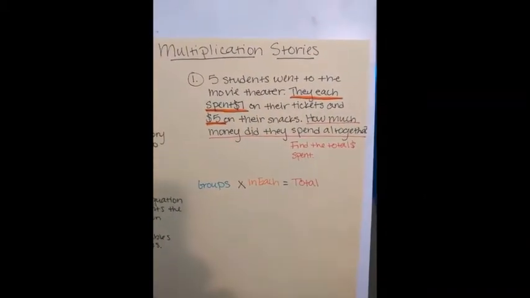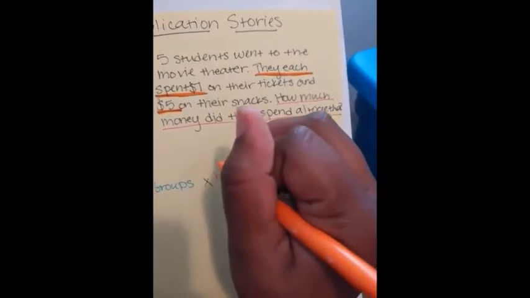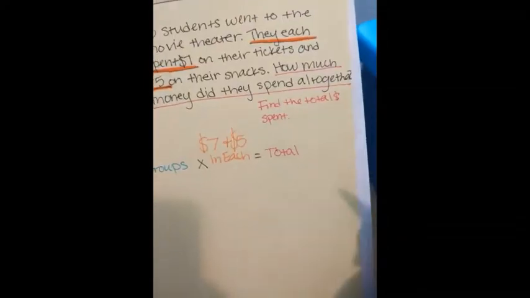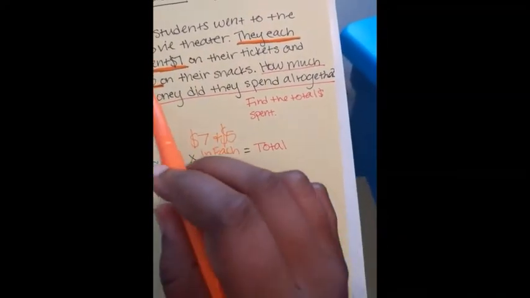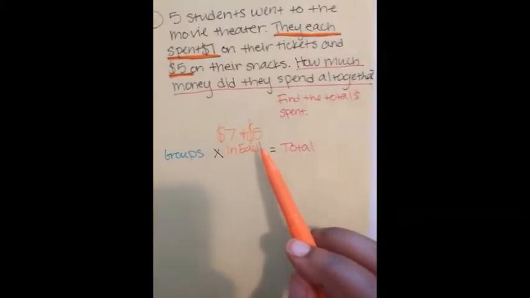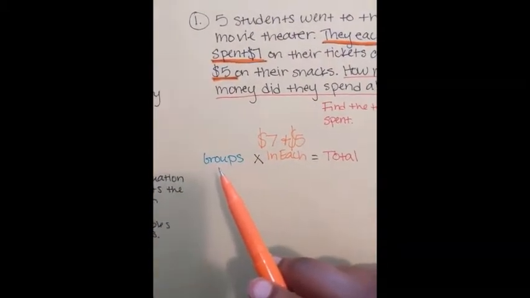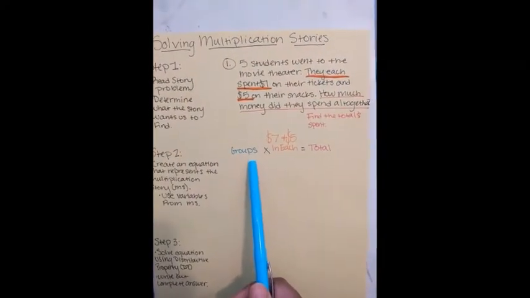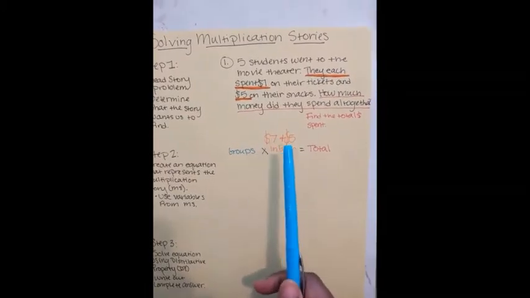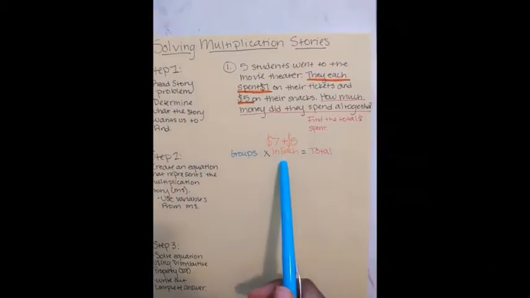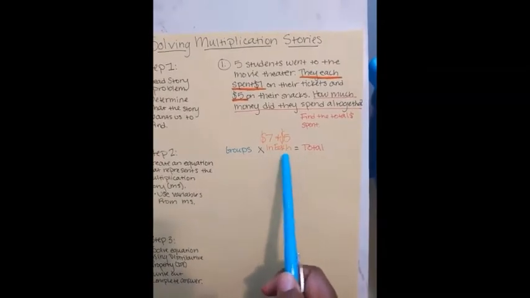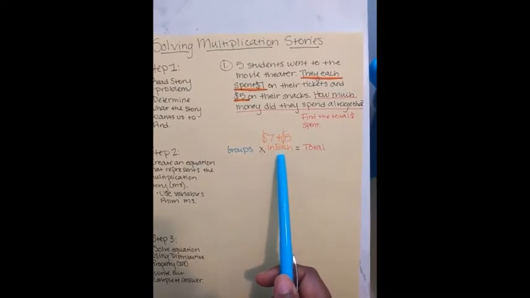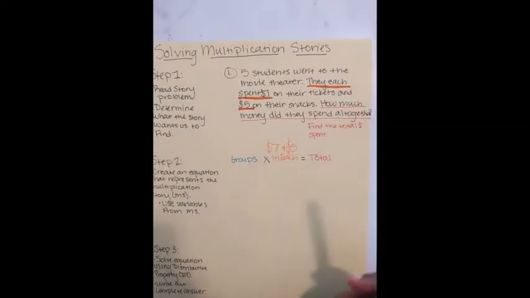So in our in each, we are going to write $7 and $5 because they each spent $7 on their tickets and they each spent $5 on their snacks. Now let's find the groups. In our multiplication stories, the groups will always represent what is holding the in each, framing the in each. The groups is always doing something with the in each. Always. So let's figure out which part has to do with the in each.